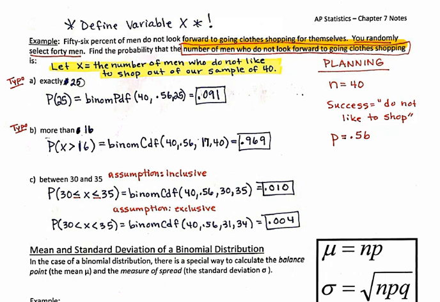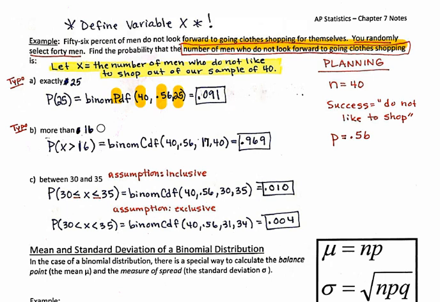So to get exactly 25, that means that X equals 25. I'm going to put this into my calculator. This is a single value, so I'm going to find the binomial PDF function. My n is 40, the probability of success is 56%, and our x value is 25. That gives us 0.091 in the calculator, 91%.